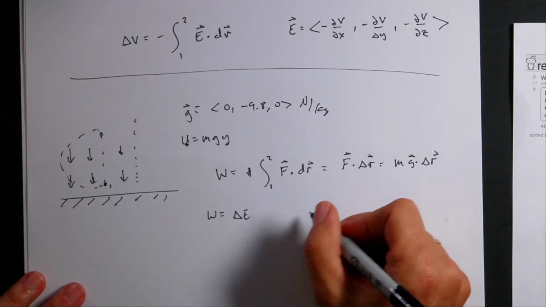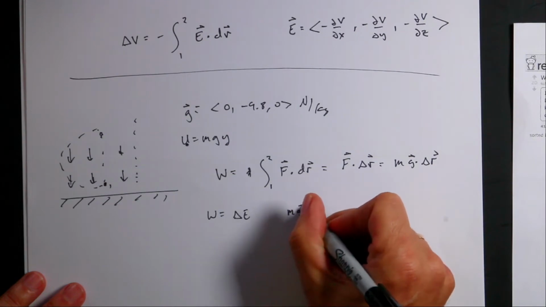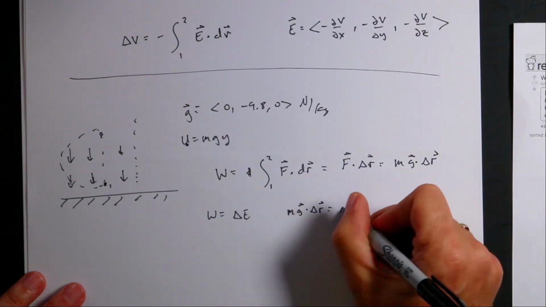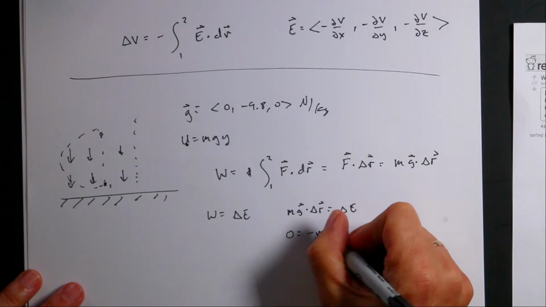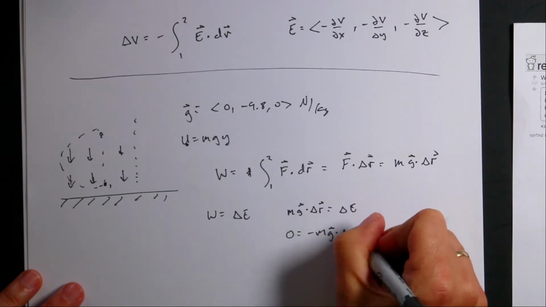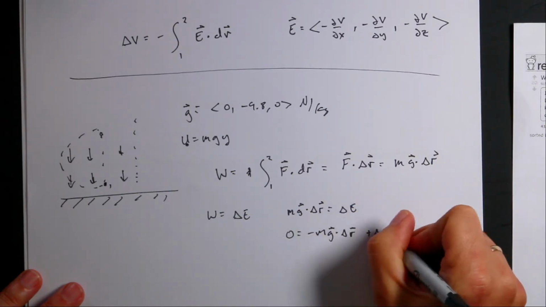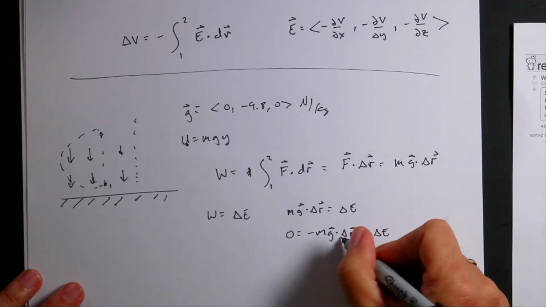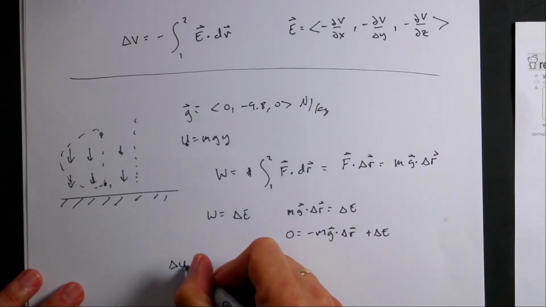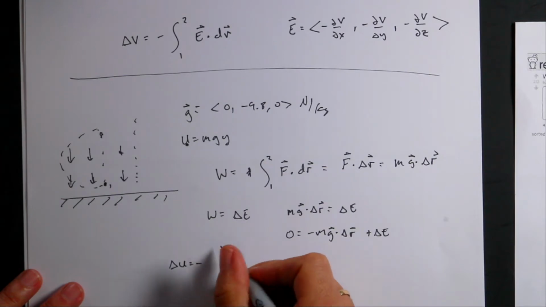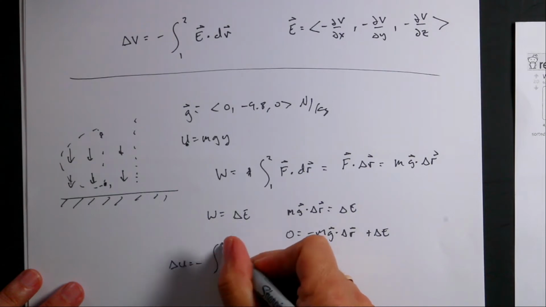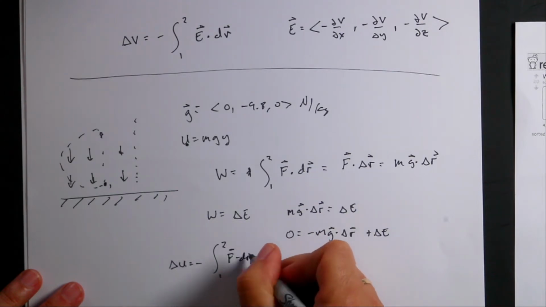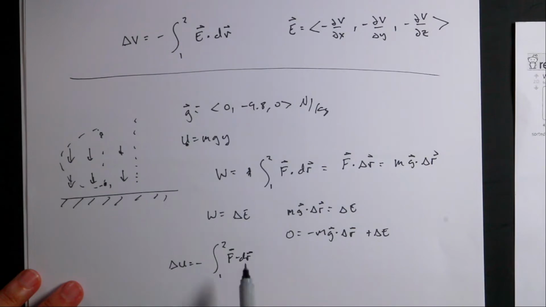And in that case, it turns out that it's useful to take this equation. Now I'll write it out like this, mg dot delta r equals delta E, the change in energy for the system, and move this to the other side. So I get 0 equals negative mg dot delta r plus delta E. And so I write this as delta U. So delta U is negative mg dot delta r, which is negative the work done. So it's negative integral from 1 to 2 of F dot dr. So that's why there's that negative sign there.